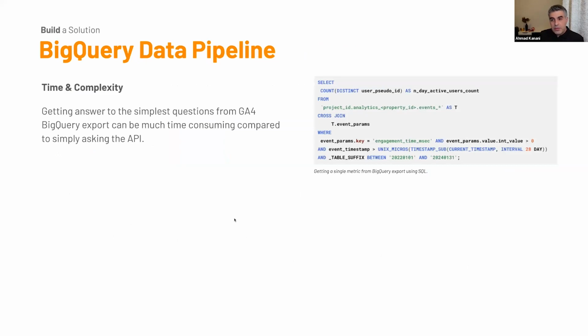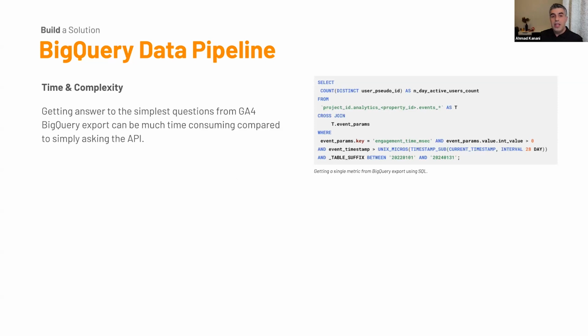Now, just to give you a quick example, this is how complicated it is to get a single metric for a date range, the 28-day active users from the raw export table using SQL. So you have to write SQL like this. And if it's getting any more complicated, like applying breakdowns, sessions, countries, cities, etc., it will get more complicated very soon. So this is what to expect. Getting the same answer is harder and more complicated through BigQuery.